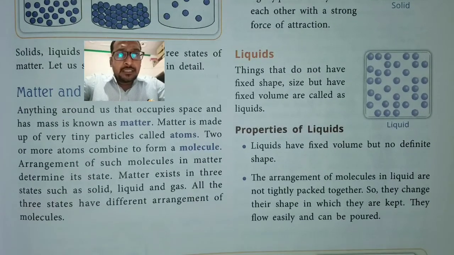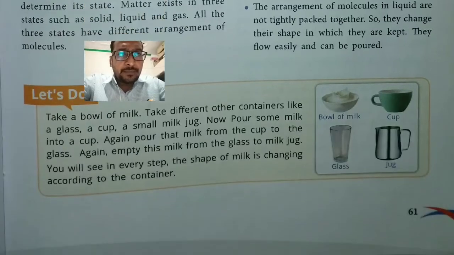Then liquids, things that do not have fixed shape, size, but have fixed volume, are called liquids. This is one of the examples. Take a bowl of milk, okay, you take a cup, glass and jug. Pour that milk first from the bowl to the cup, then from the cup to the glass, then from the glass to the jug. You will see the liquid milk is taking the space as the shape of the vessel. The cup shape, the liquid is occupying the space.